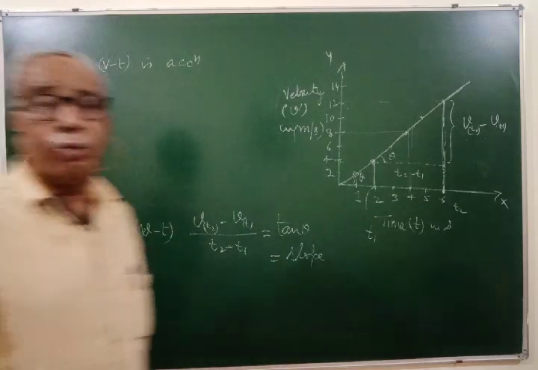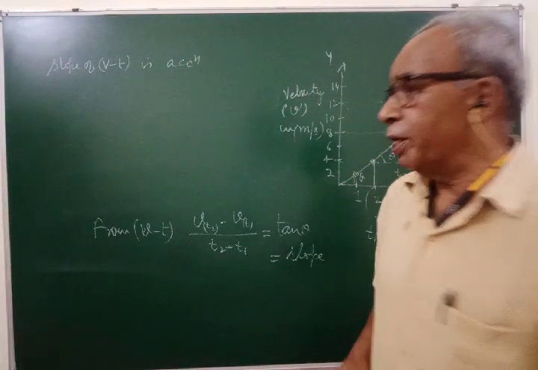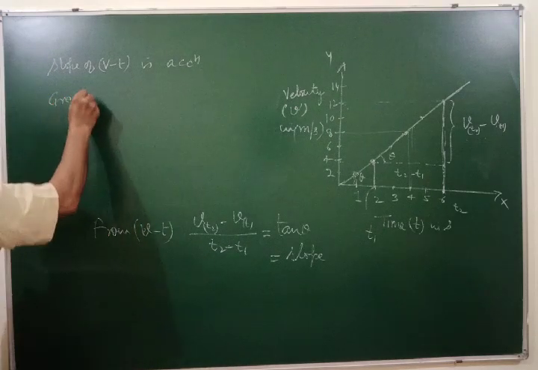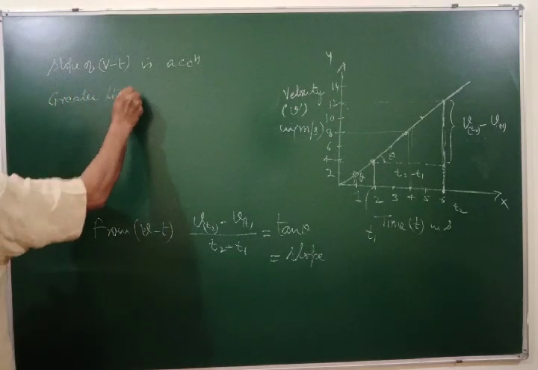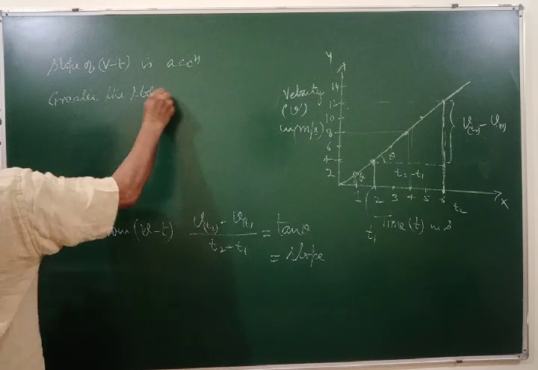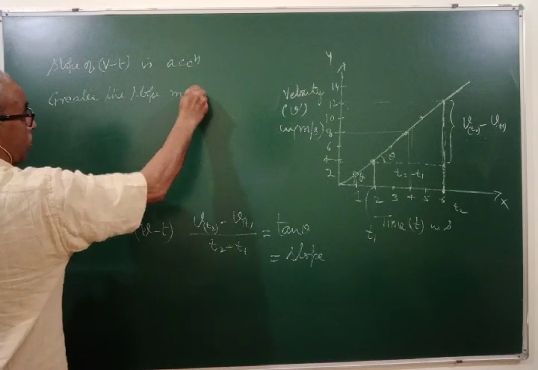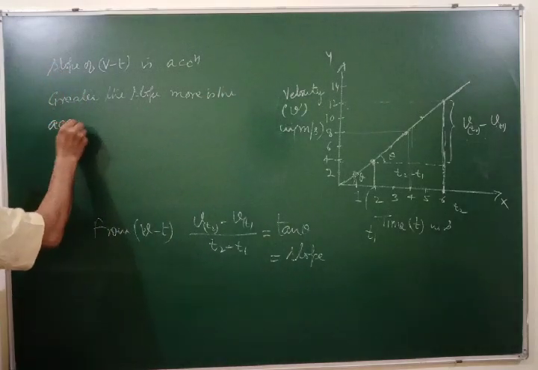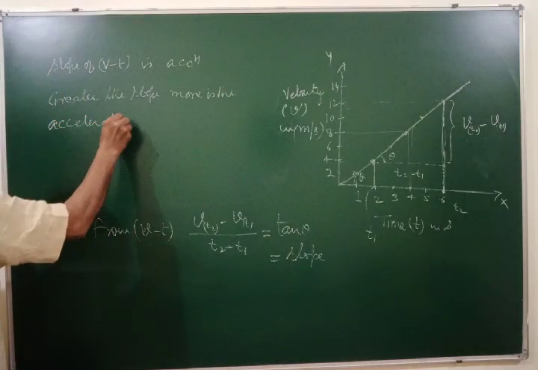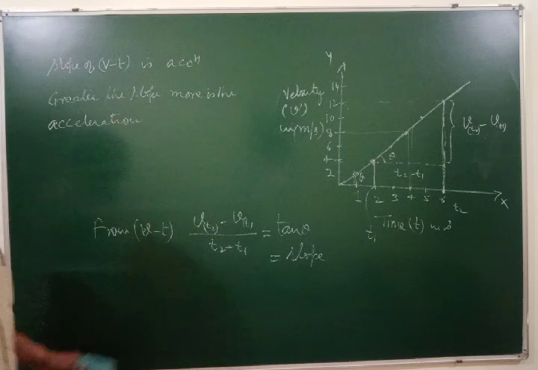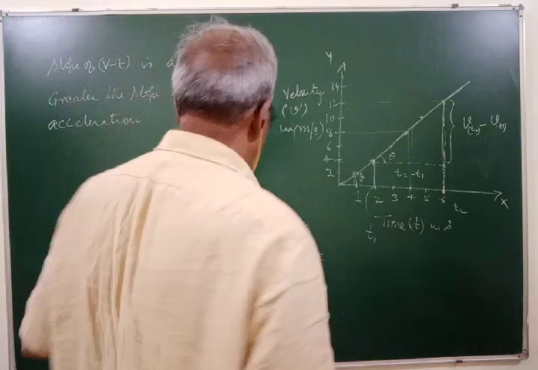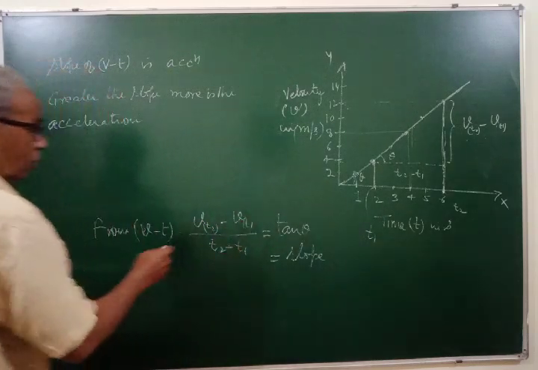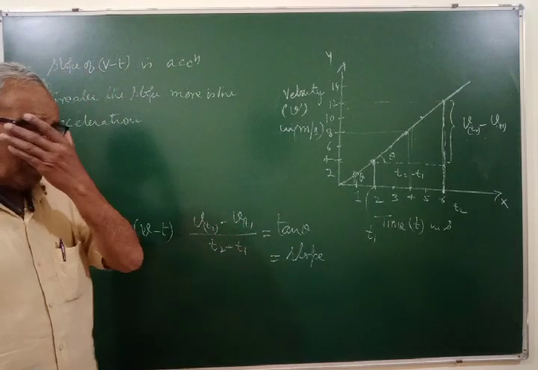Greater the slope, more the acceleration. You can write here, greater the slope, more is the acceleration. And you know what acceleration is? Change in velocity per unit time. By definition, change in velocity per unit time, Vt2 minus Vt1. Here I have taken only magnitude.